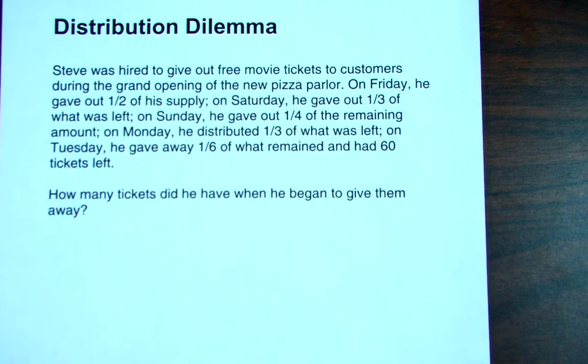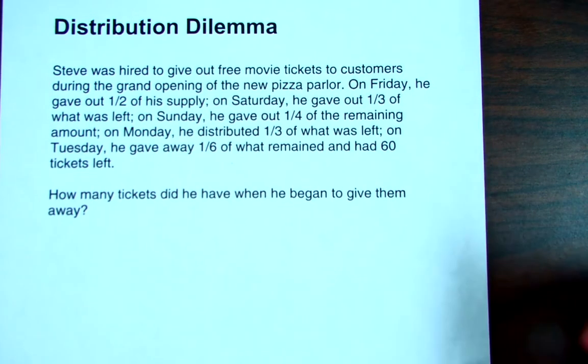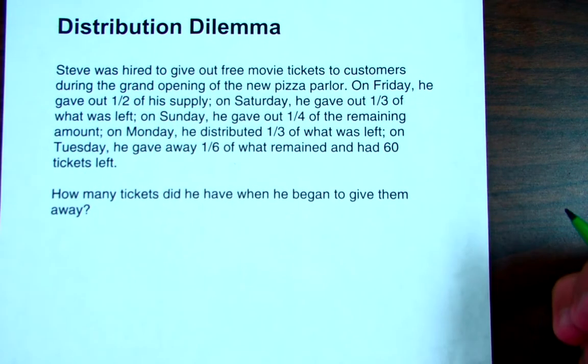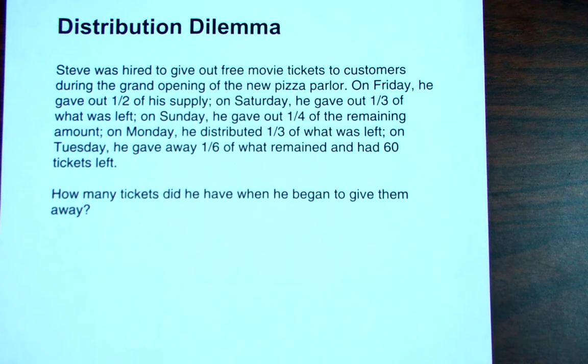Now, there's also a couple logical things. You ended with 60 tickets, correct? Then how could your answer be less than 60? How could you start with less than 60 if you ended with 60? That makes no sense. Also, some people were giving decimal answers and fraction answers. Well, I have never seen someone give out part of a ticket. Think about it. If you go to a movie, are they going to just give you part of a ticket to go see the movie? No, they're going to give you the full thing.